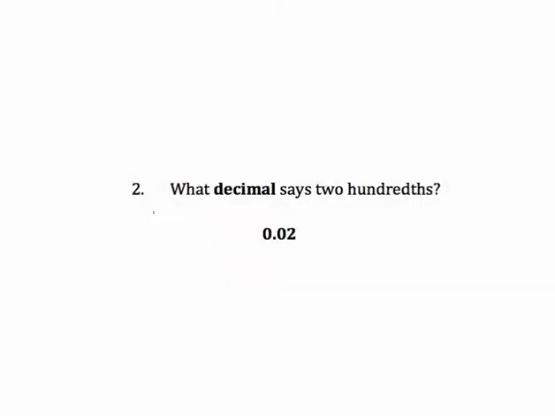Question 2. What decimal says 2/100ths? Well, that would be 0.02 because the 2 is in the hundredths place value. Remember, that's the second place value to the right of the decimal. So here's the decimal. I would go 2 spots over and put a 2 to say 2/100ths.